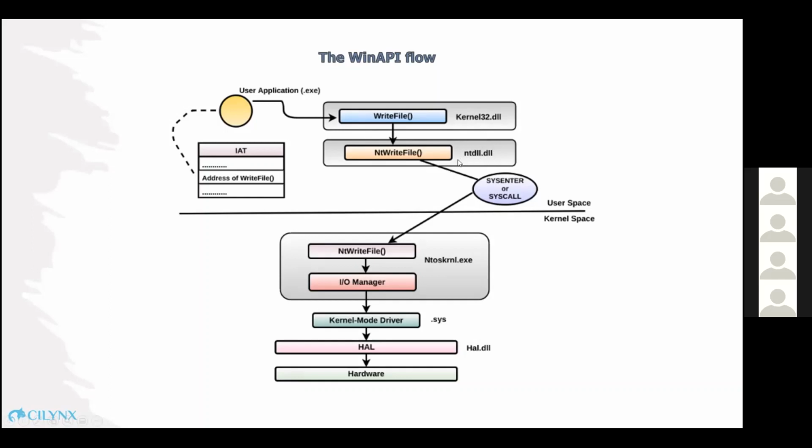NTDLL is a file. We have it, we can open it, we can call it directly. We don't even need kernel32. We can just go to NTDLL by ourselves. But what NTDLL does, it's not really a complicated file. It has a few lines of code for every API. NTDLL actually has all the APIs, or most of them, that Windows allows a programmer to use.